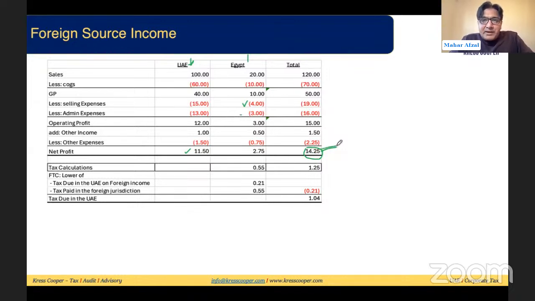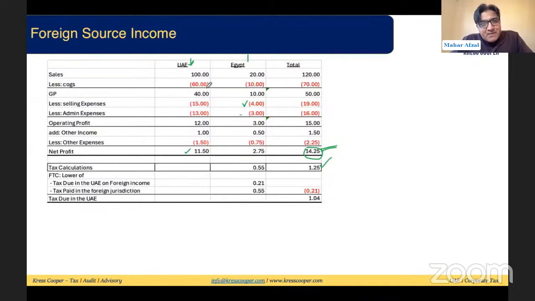Once this is equal to my taxable income, then I need to calculate the tax on it. How can I calculate the tax? 14.25 million less 375,000, multiplied by 9%. It is coming to 1.25 million, which is the tax. So it is 14.25 less 0.375 multiplied by 0.09, 1.248, so 1.25 million. This is my tax.